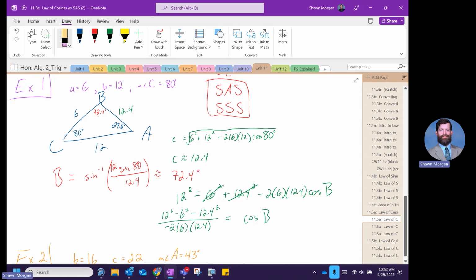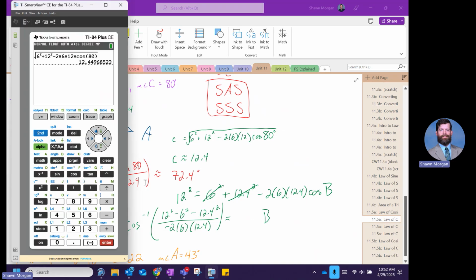No, you can do either one. You can do either one. Inverse cosine. Thank you. So we take the inverse cosine of all of that, and that's what we wind up getting for B. So as an exercise, why don't you try typing that in with me here?